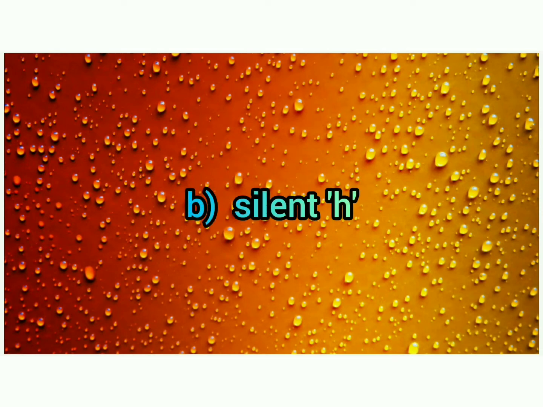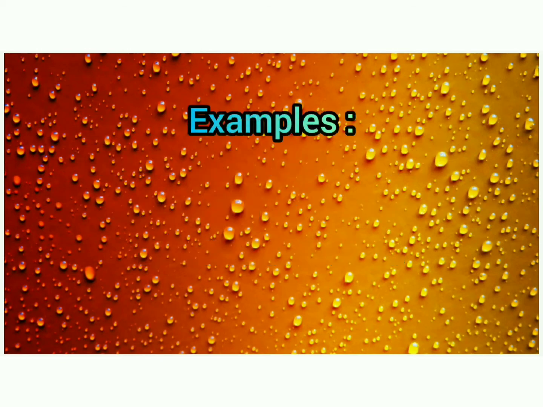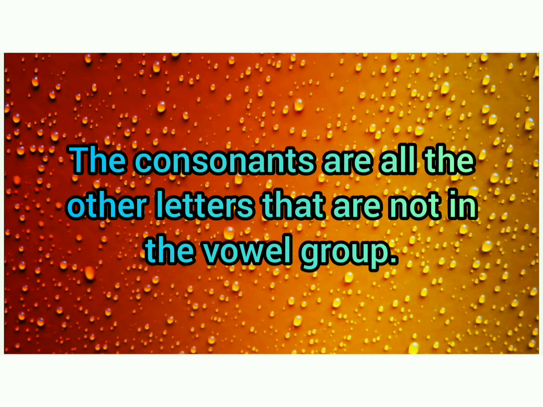B, silent H. This means there is an H in the spelling of the word, but it is not sounded. Examples: an hour, an honor. Article a. It is used with words that start with a consonant. The consonants are all the other letters that are not in the vowel group.